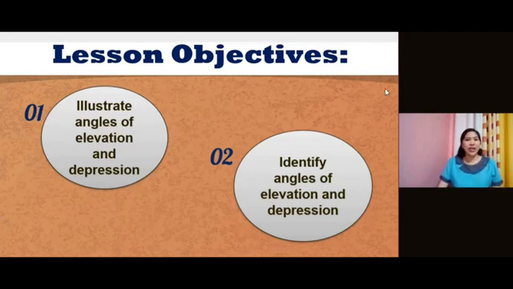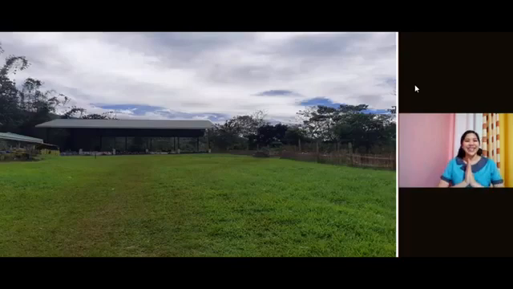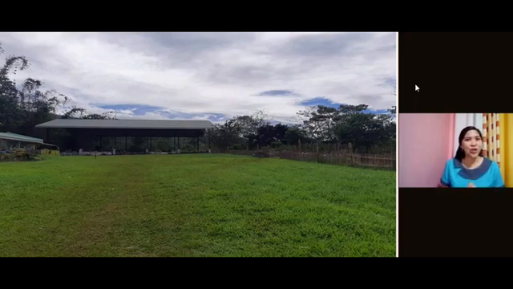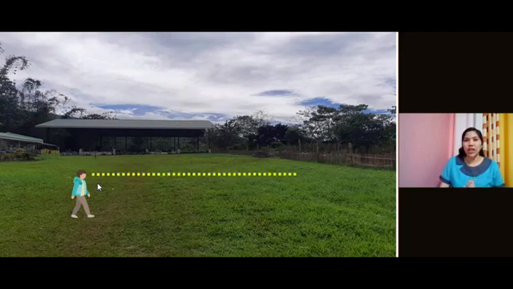Let's start with the first example. I hope you're familiar with this place. It's a module day and it's your time to go to school. On your way to your classroom, you pass in this ground. Suppose that this is you. As a person, if we look straight, there is this imaginary line that is formed, which is our eye level. This imaginary line is what we call the horizontal line.